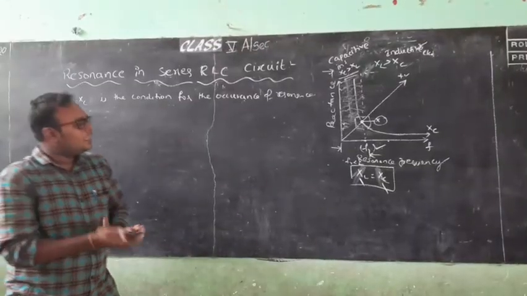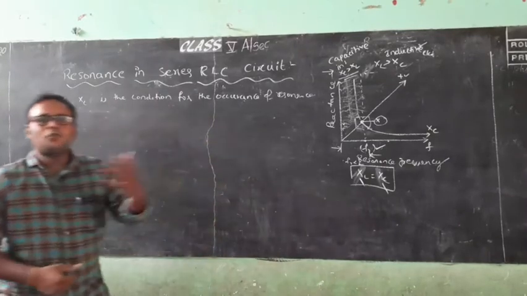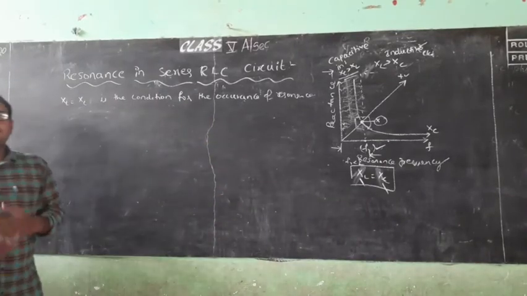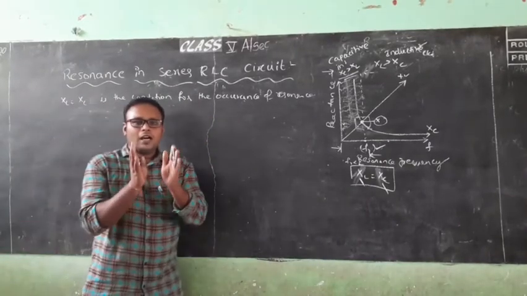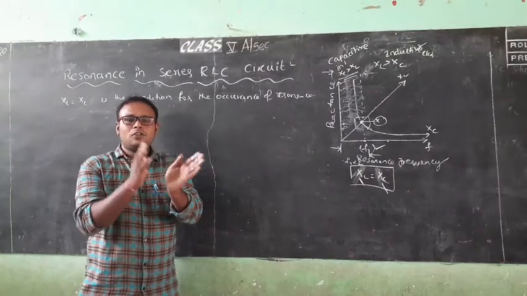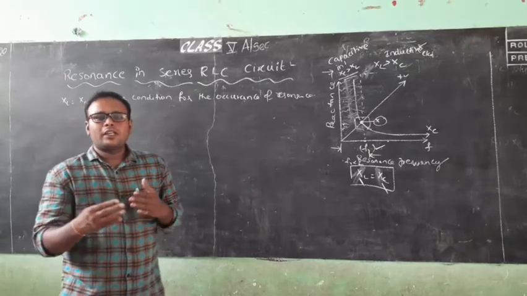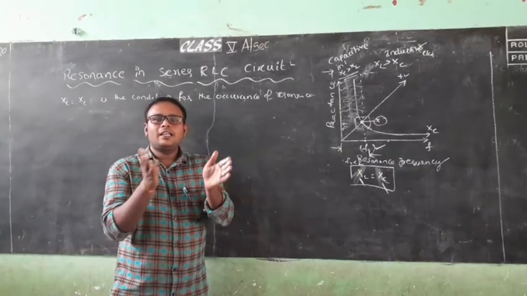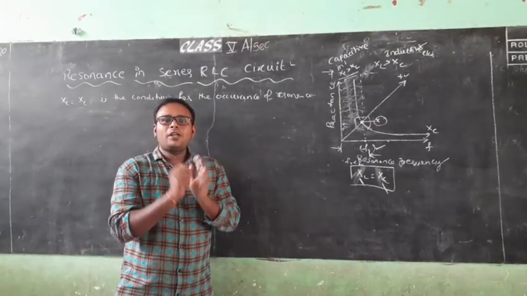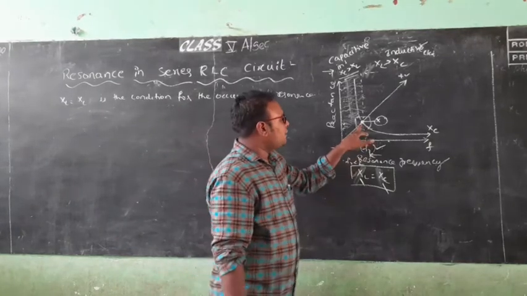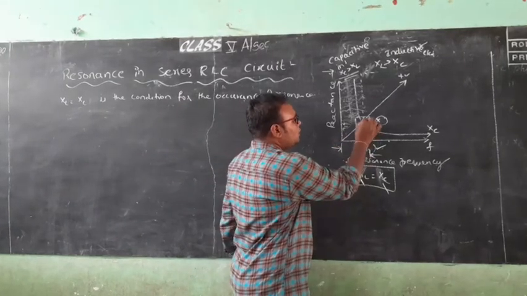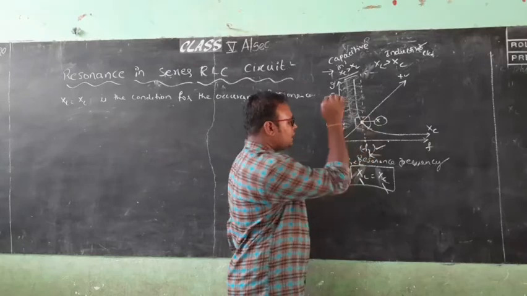Okay friends, XL equals XC is the condition for the occurrence of series resonance. So at the condition where XL equals XC, when the inductive reactance and the capacitive reactance are equal, the condition occurs. At which point does the condition occur? At the resonance frequency, where both values are equal. That frequency is known as the resonance frequency.